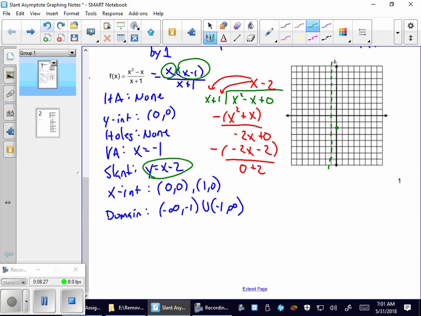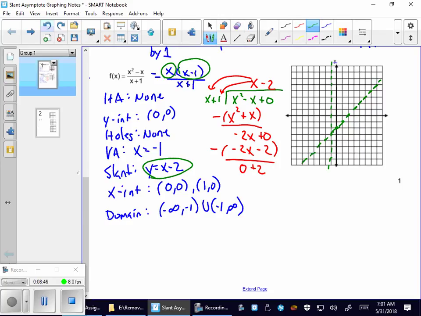So there's up 1, right 1, up 1, right 1. So I can put a dot there. I could put a dot there. I could put a dot there. I'm going to follow that pattern right there. And again, I'm going to dash these. This is my slant asymptote.